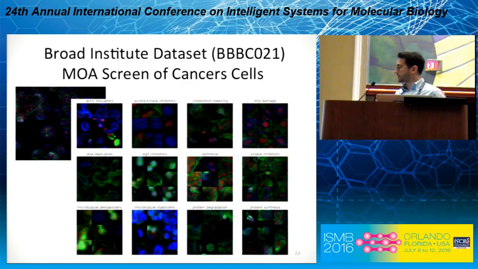We also wanted to show that we can use this for data sets outside of yeast. So this is a data set from the Broad Institute, which is publicly available. It's a drug screen for cancer cells with 103 different compounds that are categorized into 12 different mechanisms of action.